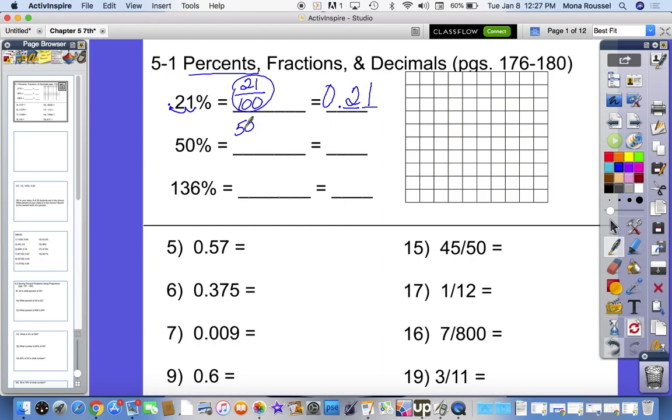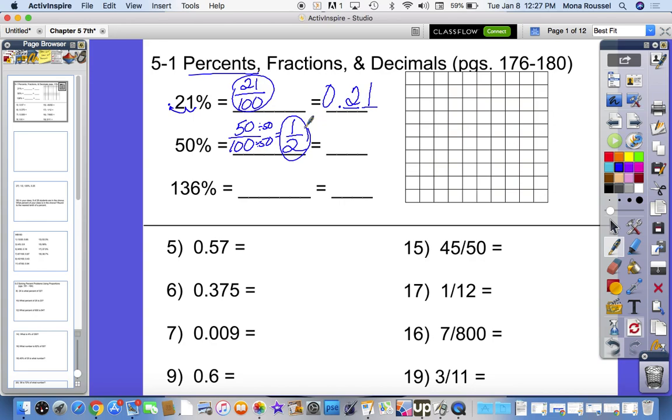50% means 50 out of 100. Now we have to see if we can reduce 50 hundredths. Well, there are a number of options to divide by here. We could divide by 2, by 5, by 10, by 25, or by 50. Well, if we divide by the greatest common factor of 50, we just have one division step to do. It's okay if you divide by a smaller common factor and then divide again to reduce. It's fine as long as your final answer as a fraction would be 1/2.